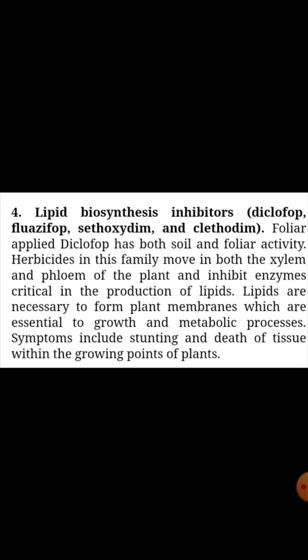Lipid biosynthesis inhibitors: diclofop, fluazifop, sethoxydim, clethodim. These are the lipid biosynthesis inhibitors which inhibit the synthesis of lipids within the plant part, and these herbicides of this family move with the help of xylem and phloem of the plant and inhibit enzymes critical in the production of lipids. So ultimately, if lipids are not properly formed, then there is no proper formation of plant membranes, which is essential for growth and metabolic processes.